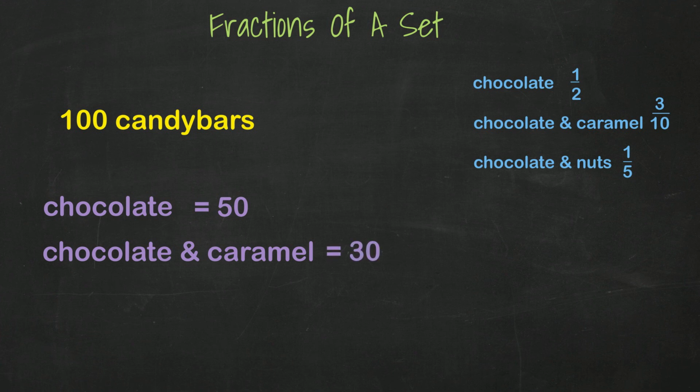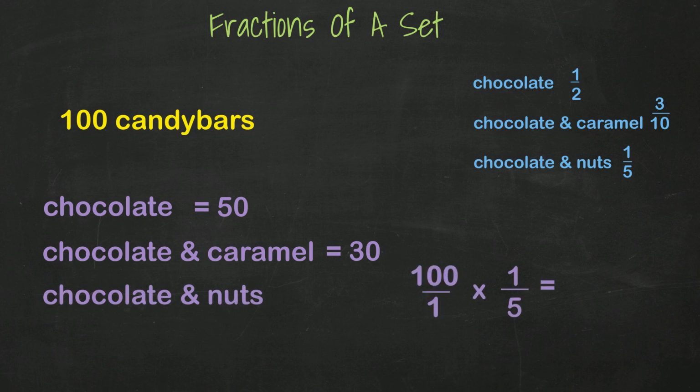Last one, chocolate and nuts. 100 over 1 times 1/5. We multiply 100 times 1 for 100 and 1 times 5 for 5. We know that 5 goes into 100 a total of 20 times. So we need to order 20 bars with chocolate and nuts. As you can see, fractions of a set are the same thing as fractions of one item.